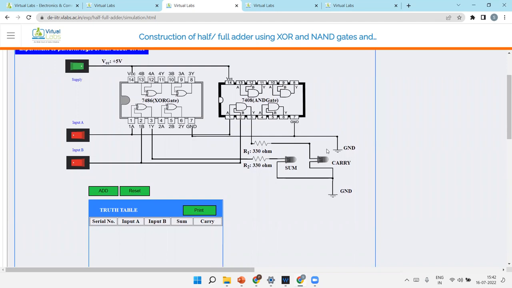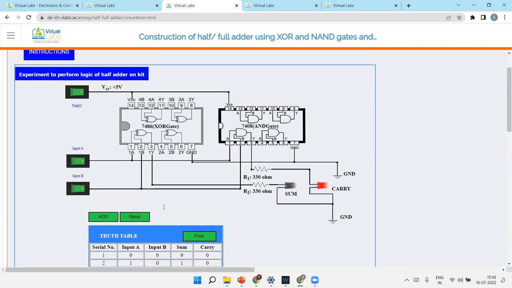If inputs are 0, sum is 0 and carry is 0. So you can add like this: inputs A 0, B 0, sum 0, carry 0. Now I'm clicking on input A, so input A 1, B 0. So 1 plus 0, sum is 1, carry 0. When this is off, 0 plus 1, sum is 1, carry 0. You can check all the combinations. If I click both, inputs are 1, then sum 0, carry 1. See, the sum LED is not glowing, but the carry LED is glowing.